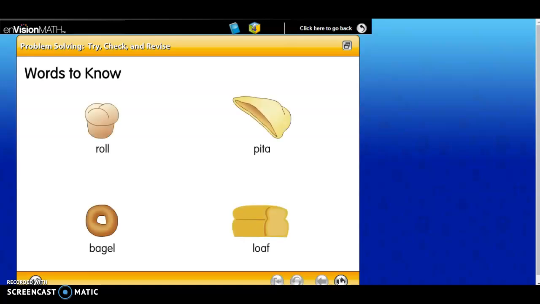Words to know. Say it. Roll. Roll. Pita. Pita. Bagel. Bagel. And loaf. Loaf. Great job, second graders.